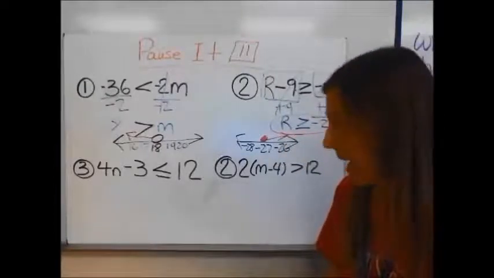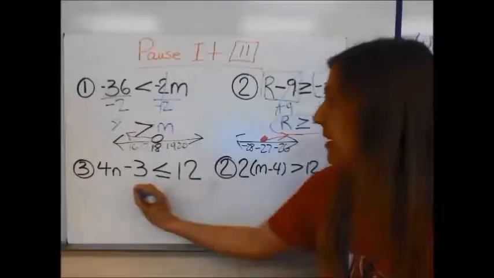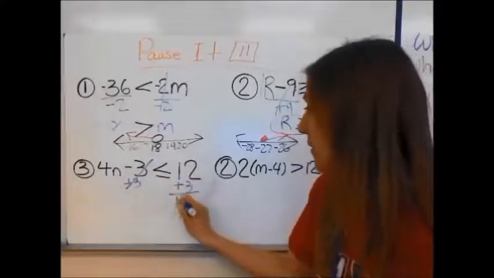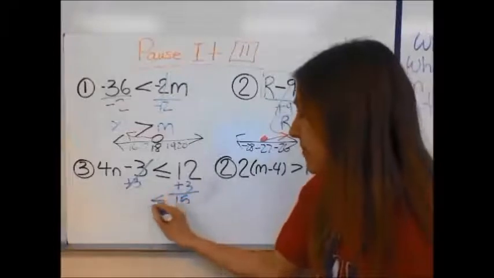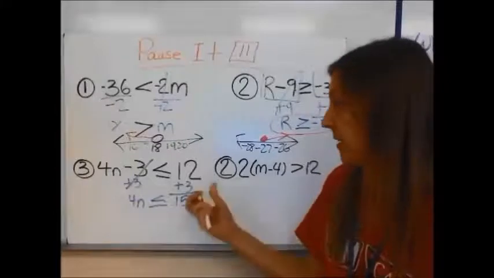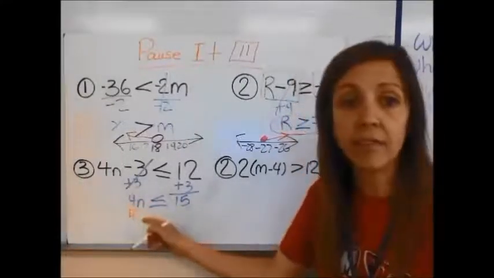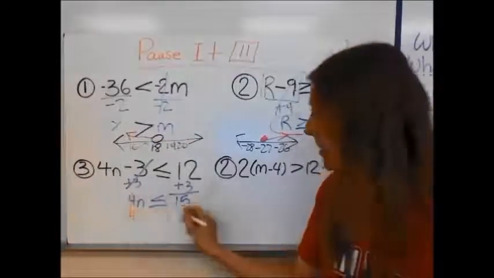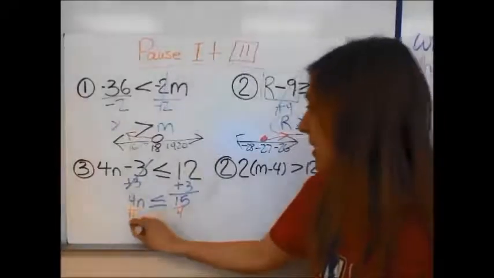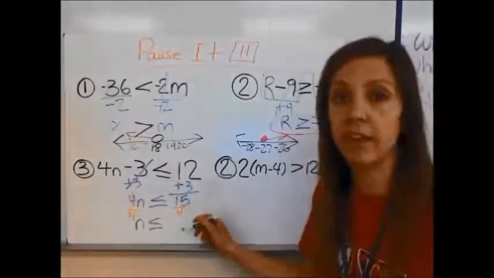Number 3, I have 4n minus 3 is less than or equal to 12. I'm going to add 3, which gives me 15. 4n is less than or equal to 15. The inverse operation here would be divide by 4. Since I'm dividing by a positive number, I know that I'm not going to flip my sign. Divide by 4. And I end with n is less than or equal to 4 into 15.